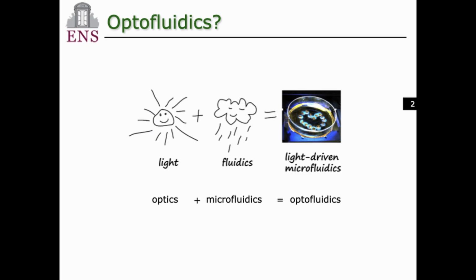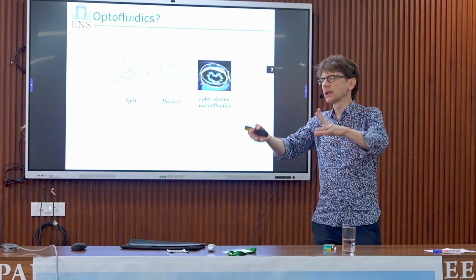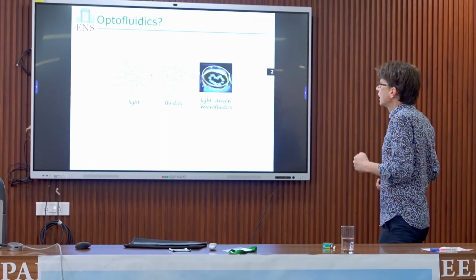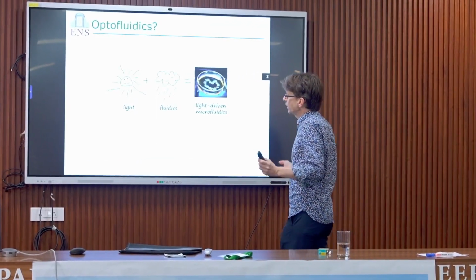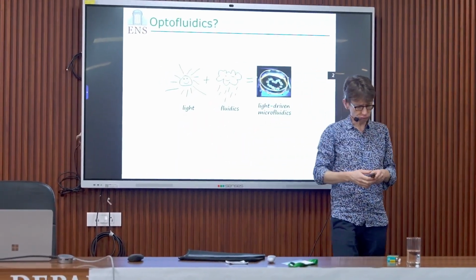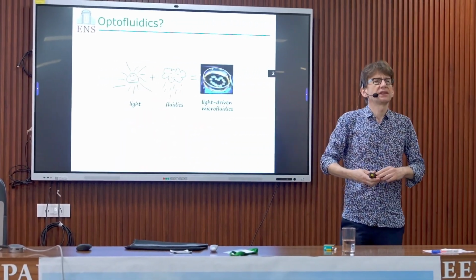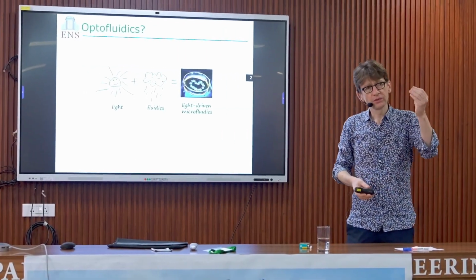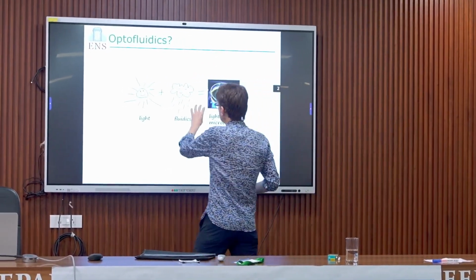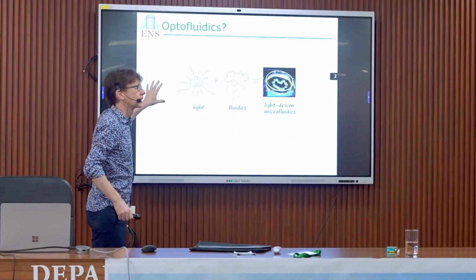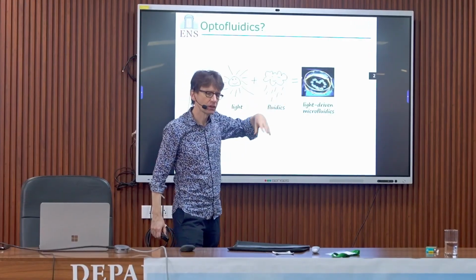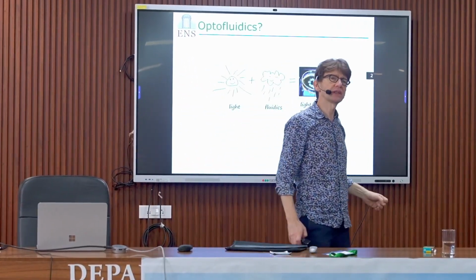And so if we want to combine light and microfluidics, we reach a field that is called optofluidics. And optofluidics is a way where you combine light and fluidics. And in general, this world of optofluidics was the opposite. It was to use fluidics to do optics. So this is how the field of optofluidics emerged.